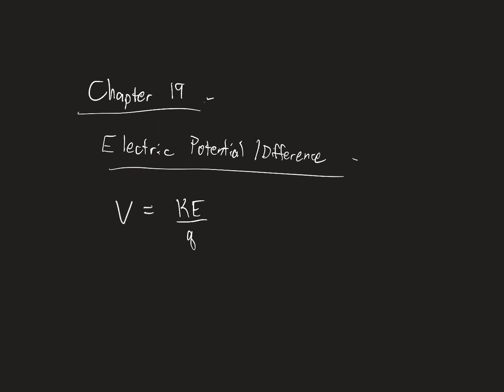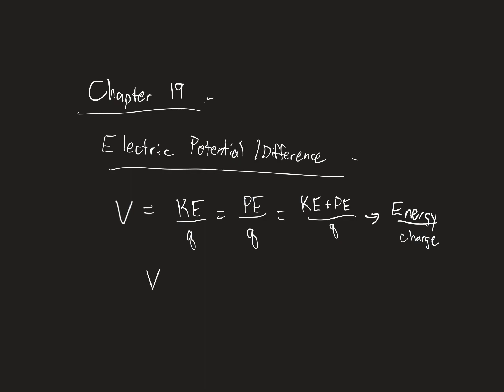Energy per unit charge. This could also be equal to potential energy, if you just have potential energy in your system, over charge. Or it could be equal to kinetic energy plus potential energy over charge. The big point: electric potential is always an energy divided by a charge.